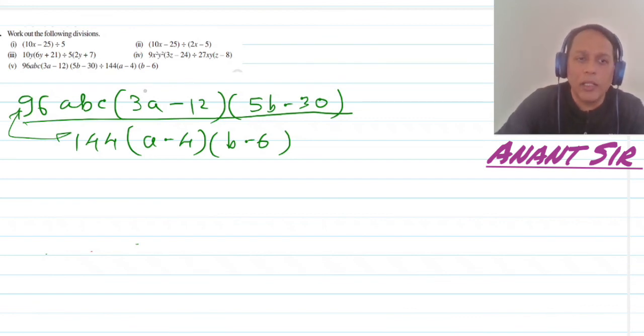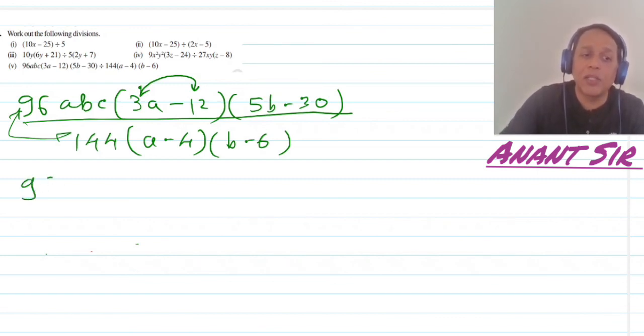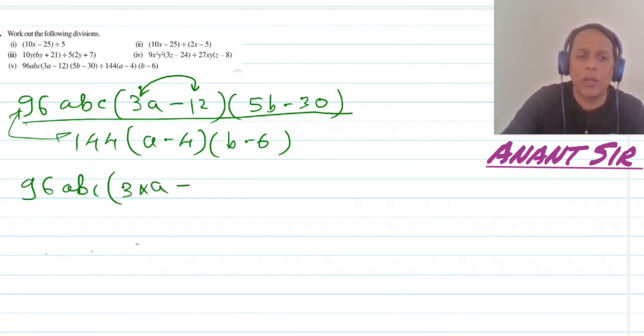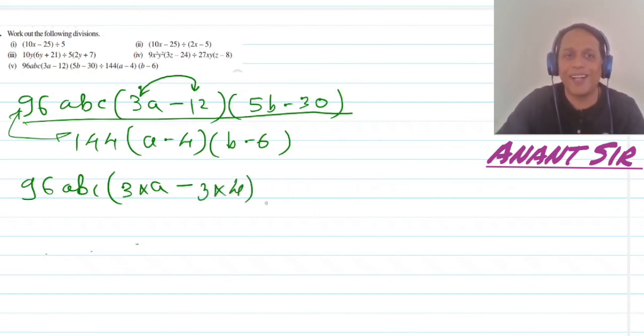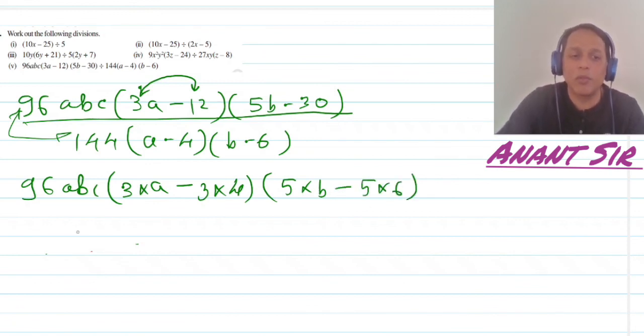So now in the first bracket 3 and 12 is there. So 3 and 12 both are divisible by the greatest number 3. So I am going to take 3 common. We will do step by step. 3a I have written as 3 times of a, 12 I have written as 3 times of 4. Now about 5b. 5b I have written as 5 into b and 30 as 5 times of 6.